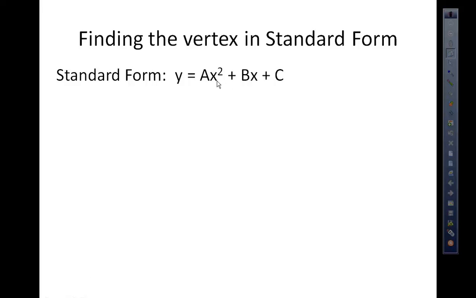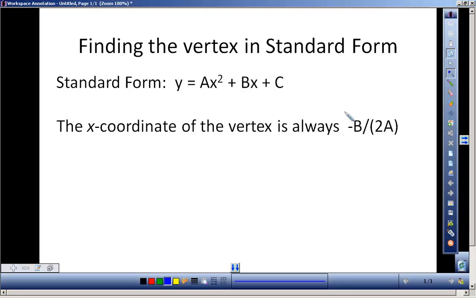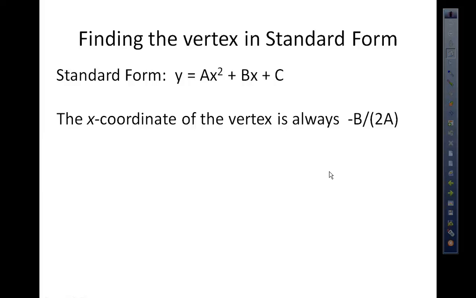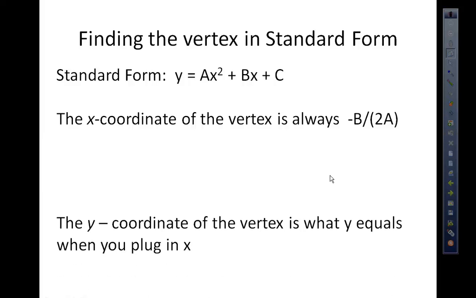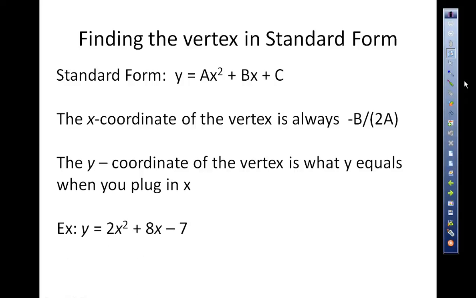So don't forget what standard form is. ax squared plus bx plus c. A is the number in front of x squared, b is the number in front of x, and c is the constant. And we have a shortcut. I'm all about some shortcuts. The x-coordinate of the vertex is always the opposite of b. That's what negative b means. The opposite of b, divided by 2 times a. So the opposite of b divided by 2 times a. The y-coordinate is whatever you get when you plug the x-coordinate back in. So once we figure out what the x-coordinate is, plug it into the equation and figure out what your y-coordinate is. So let's look at an example.